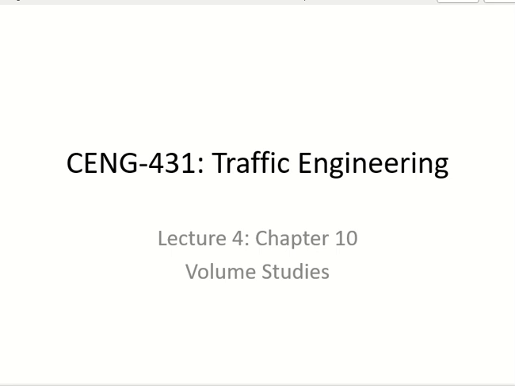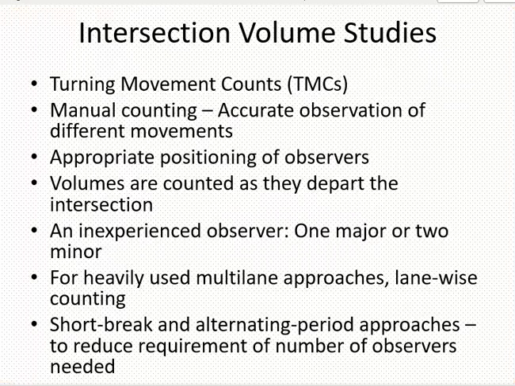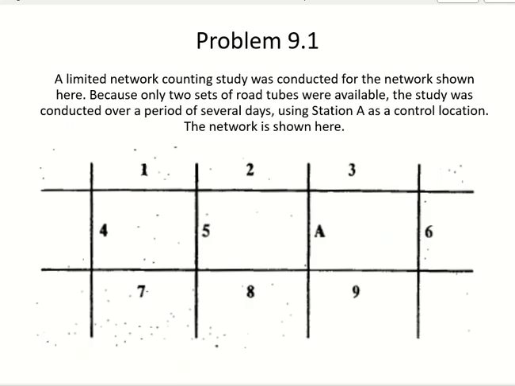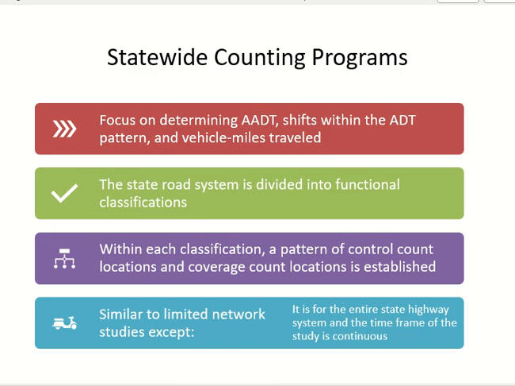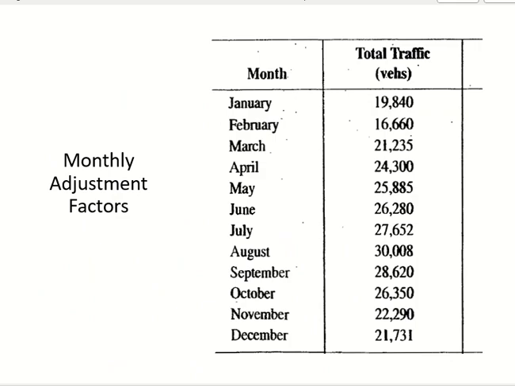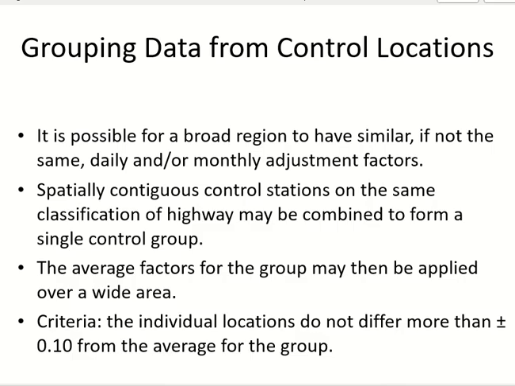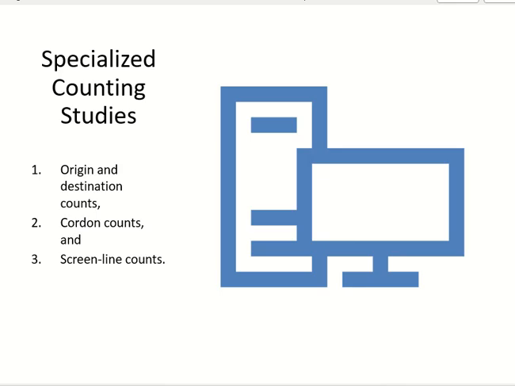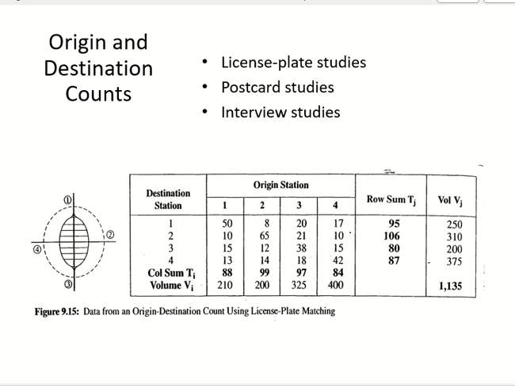Topic of volume studies, and we have talked about volume studies on segments, intersections, limited network, state network, and the last thing which we were covering was specialized counting studies which are related to an entire zone or an area. And there are three different types of these studies: origin-destination, screenline, and cordon counts. The last one which we discussed was origin-destination, in which you collect a sample using one of these methods, and then you try to adjust this sample to give you the actual counting.